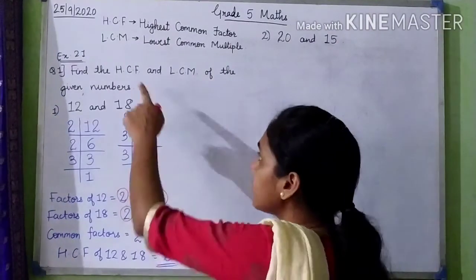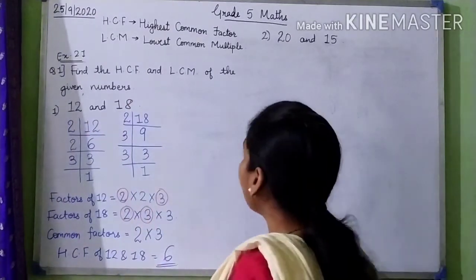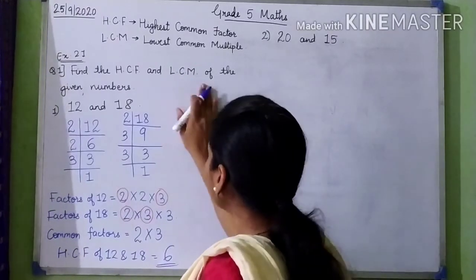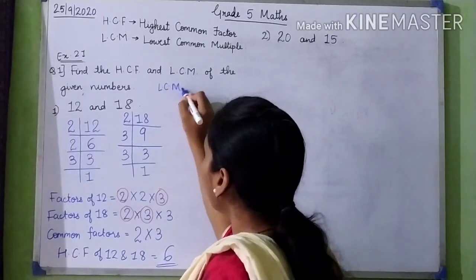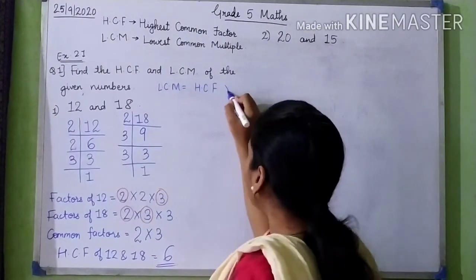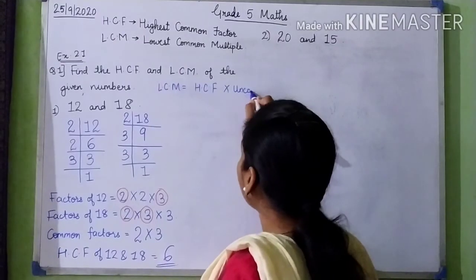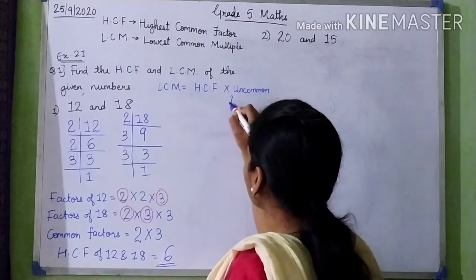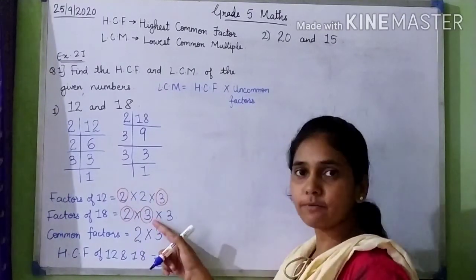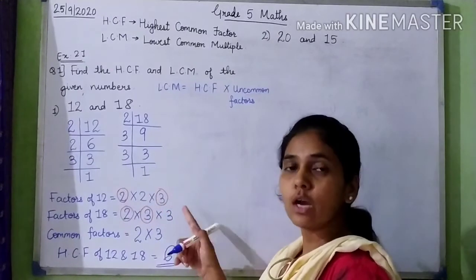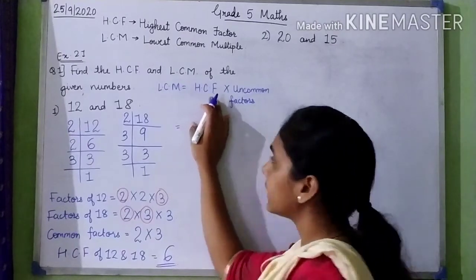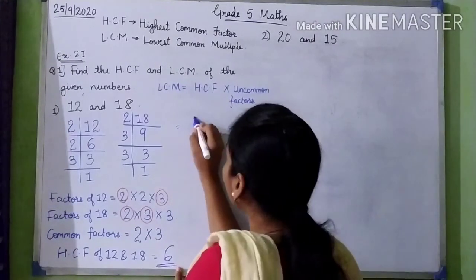Now they have asked us to find the LCM also. So how do we find the LCM? To find the LCM, we have a formula. The formula is HCF multiplied by the uncommon factors. Uncommon factors means, when we have taken out the common factors, whatever factors are left will be the uncommon factors. So let us put here the HCF value, 6.